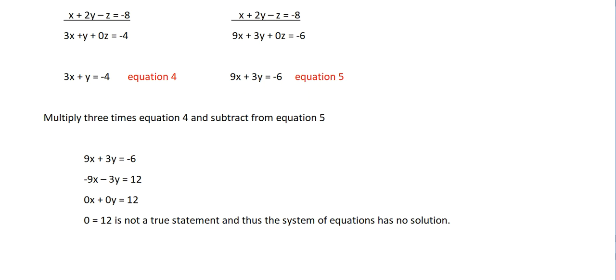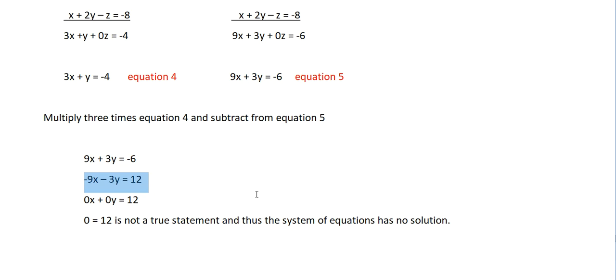I'm going to multiply equation 4 by minus 3 and add it to equation 5. Because we have 3x here, and we're going to want to get rid of x, so we're going to multiply this one by minus 3. Okay, so 9x plus 3y equals minus 6. We just transfer that down from here. This is a version of equation 4: minus 9x minus 3y equals 12.